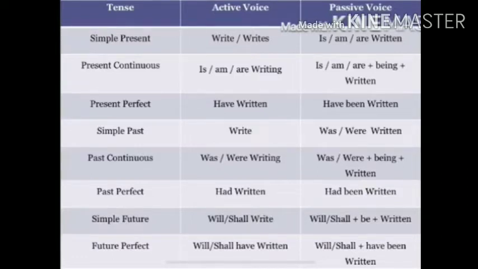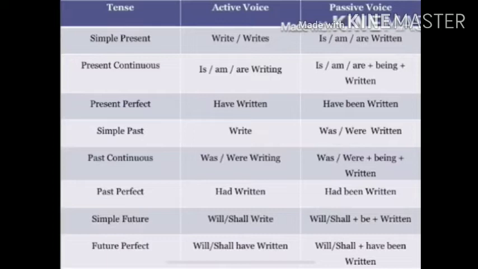First comes simple present. In simple present tense, you find the verb as is, but when you change into passive form, you have to use the helping verb is, am, are, and the third form of write, which is written. The same goes for the rest of the tenses as well. Present continuous, you have is, am, are plus ing, so writing. But in passive voice, is, am, are plus being plus written. Present perfect, have written. So in passive voice it will change into have been written.